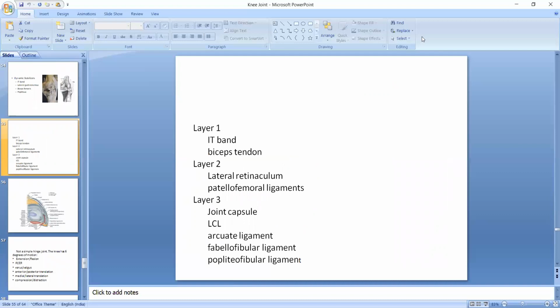Layer 1, layer 2, layer 3. Layer 1 has the IT band and biceps tendon, and layer 2 has the lateral retinaculum and patellofemoral ligament. In layer 3 there is the joint capsule, LCL, arcuate ligament, fabellofibular ligament and popliteofibular ligament.